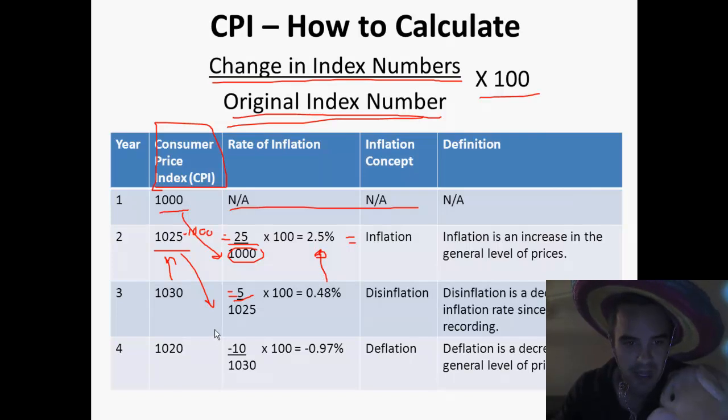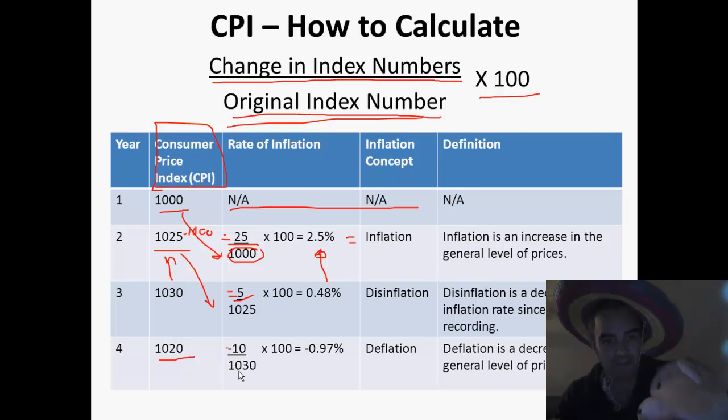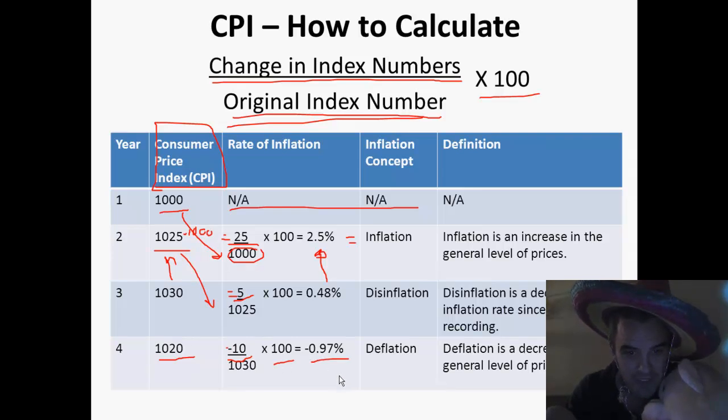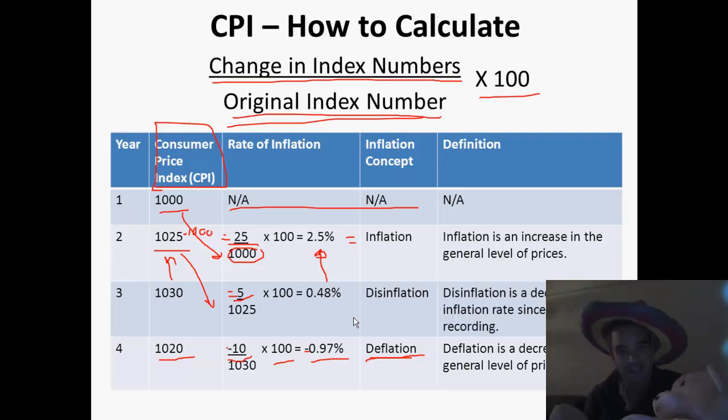Year 4, 1020. So 1020 minus 1030 is negative 10. So our consumer price index has actually decreased for year 4. If we divide that by 1030 and multiply by 100, we get negative 0.97%. Now that is called deflation. It's a negative. And remember, deflation is a decrease in the general level of prices.